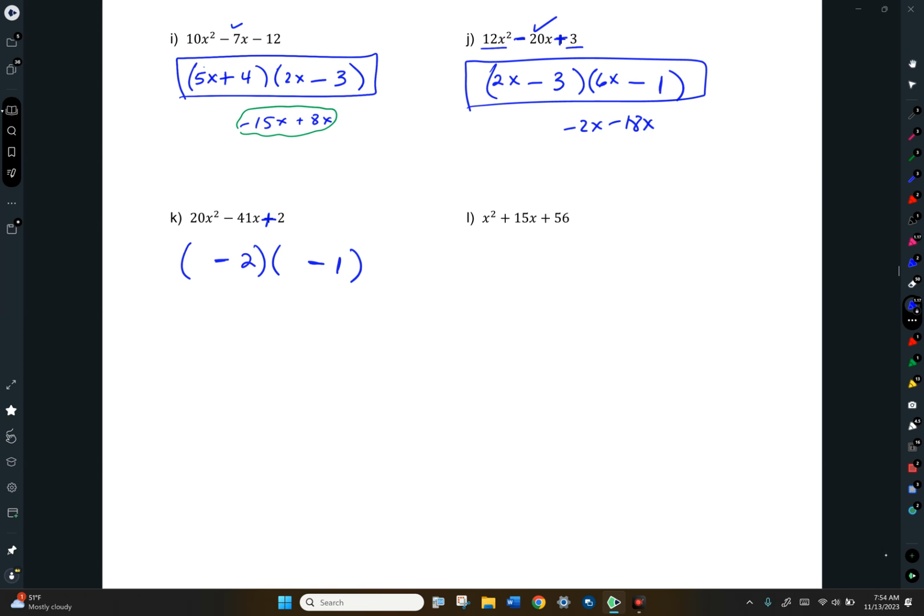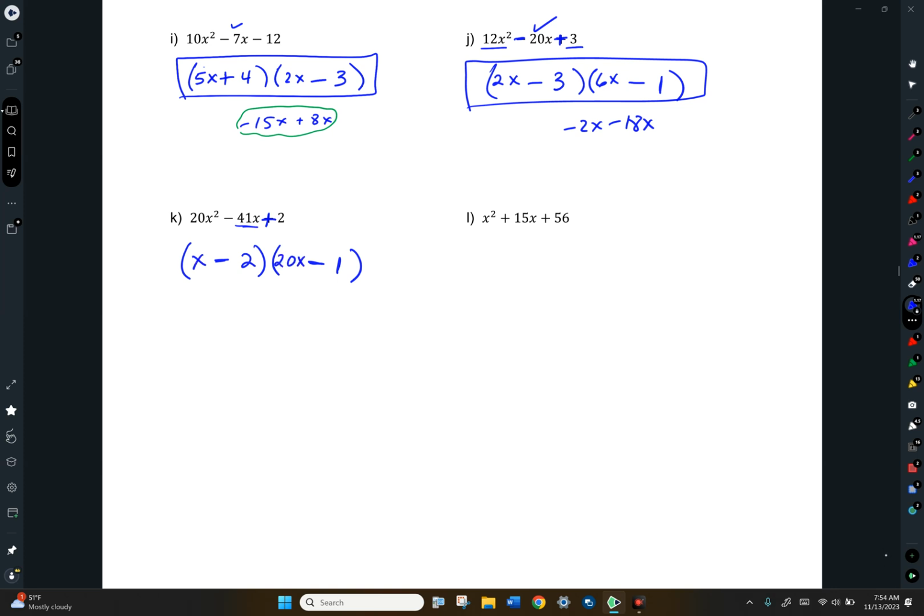Now, here's something I noticed. There's a 41 in the middle. That's a pretty big number, especially when you think that these numbers are going to be multiplied by 2 and 1. So you could start at 4 and 5 for the 20, or even 10 and 2, but I think I'm going to start with 20, just because I know I've got to get a really high number in the middle. So for the 20x squared, I'll use 20x and 1x, but I can't put the 20 in the first parenthesis, so I'll put the 1x there and the 20x there.